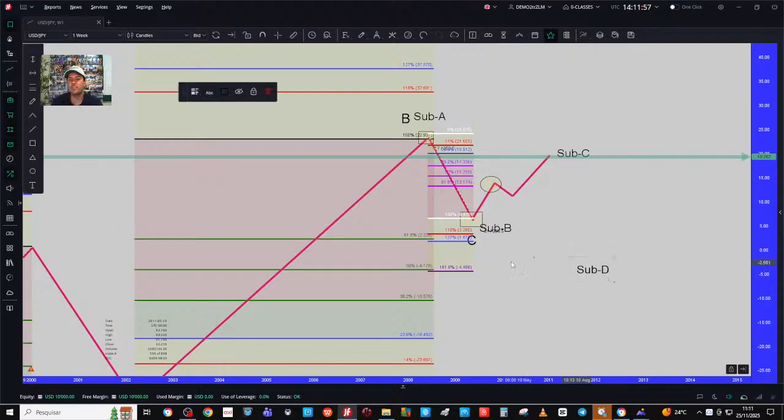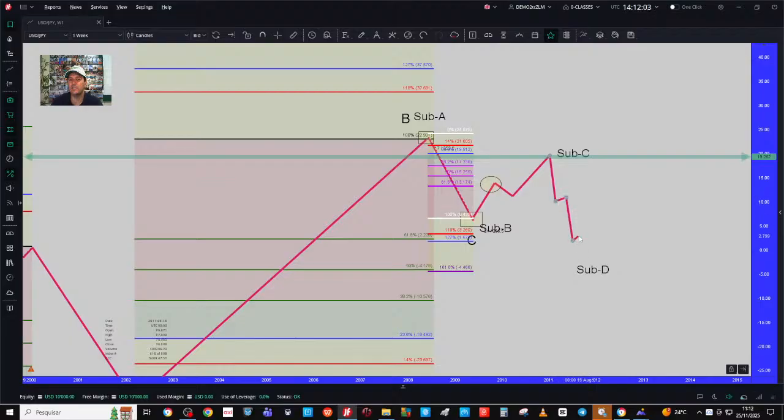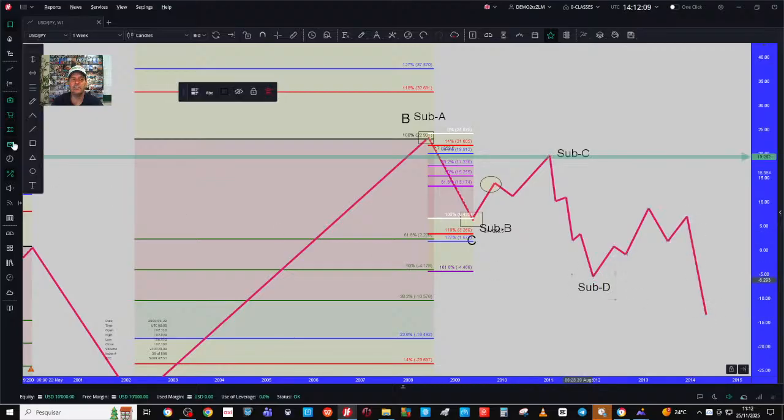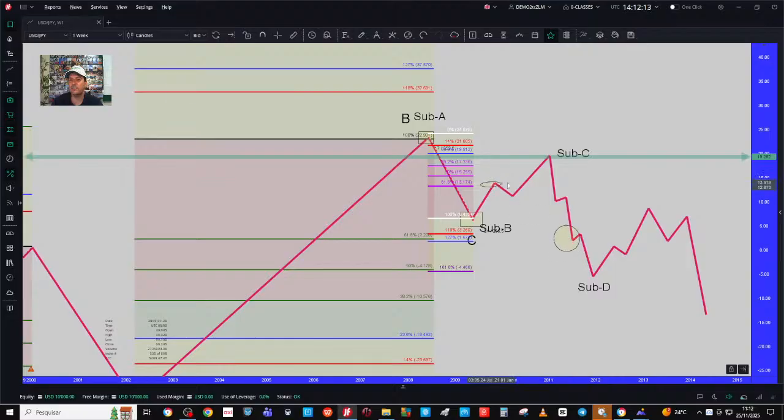This is the sub C, and then of course the market moves. Which one is the sub D, everybody? Is the first circle the sub D, or is the second circle the sub D?